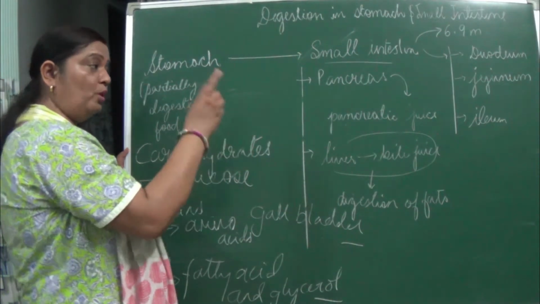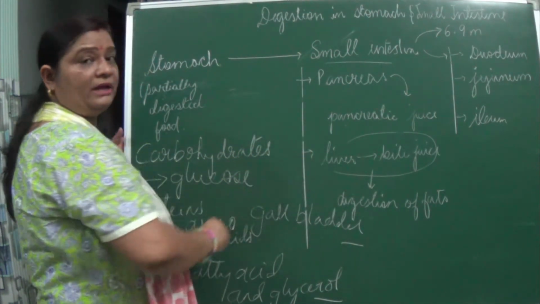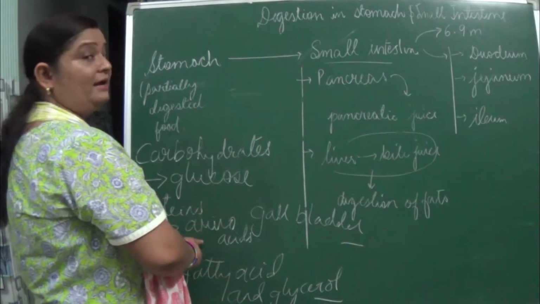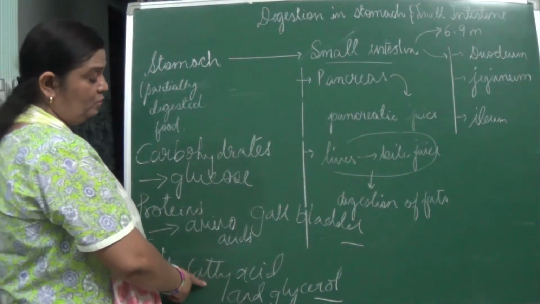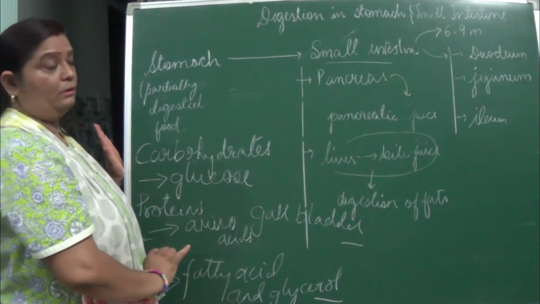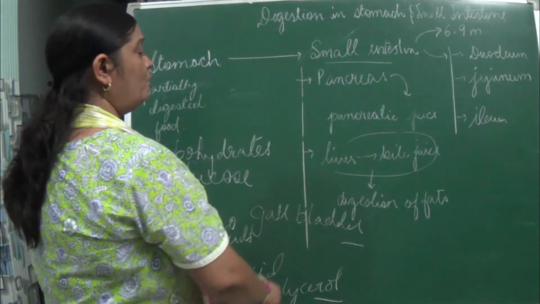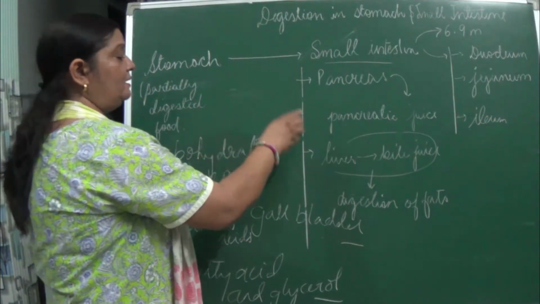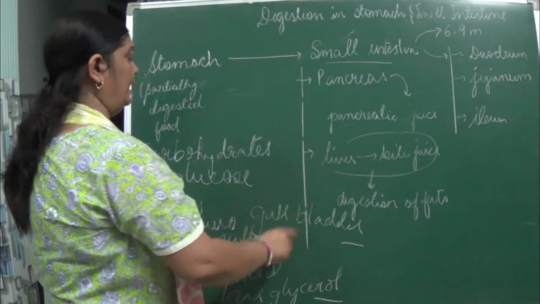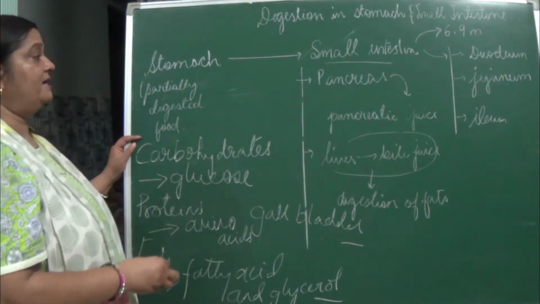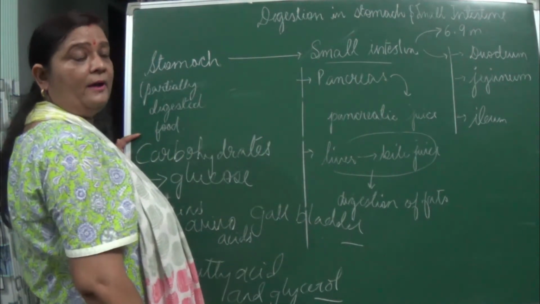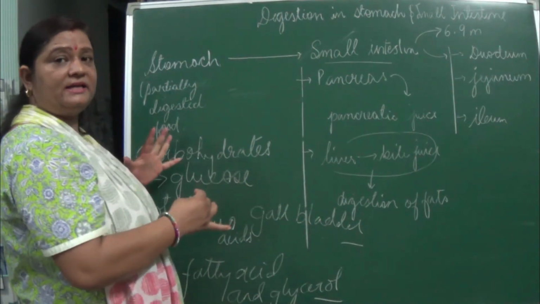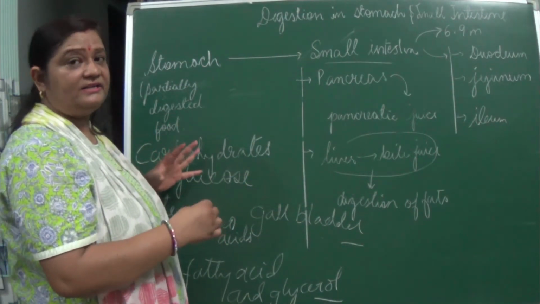And one more enzyme of the pancreatic juice is pancreatic lipase. It acts on the fat to simplify it into fatty acid and glycerol. So this is how, with the help of the pancreatic juice and the bile, and other digestive juices also, which are secreted by the small intestine, the food is totally digested and simplified.